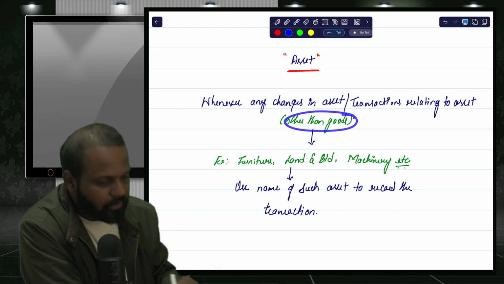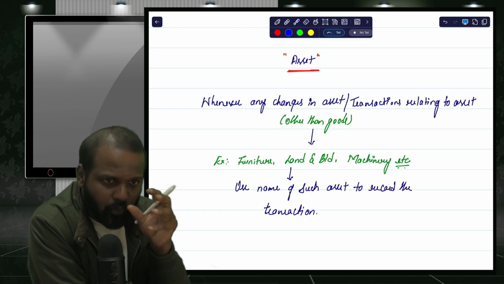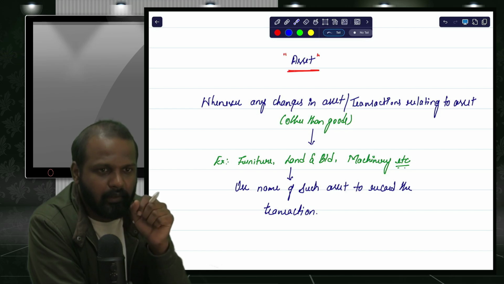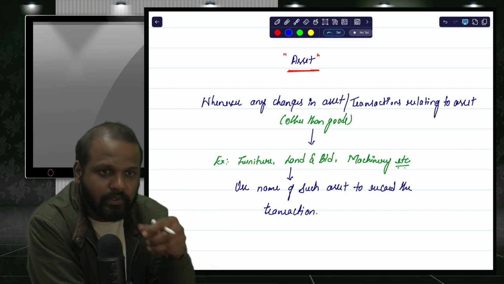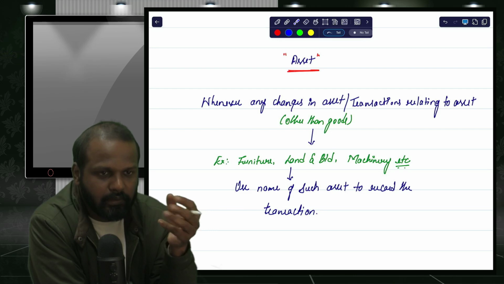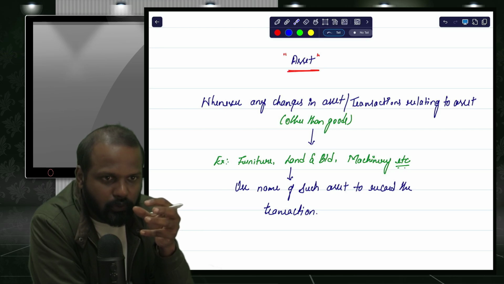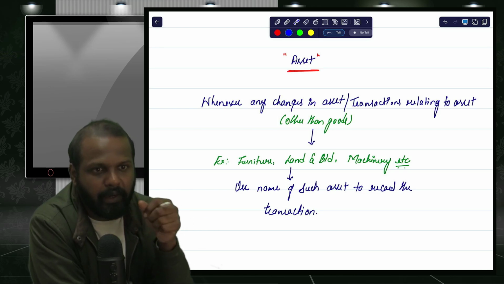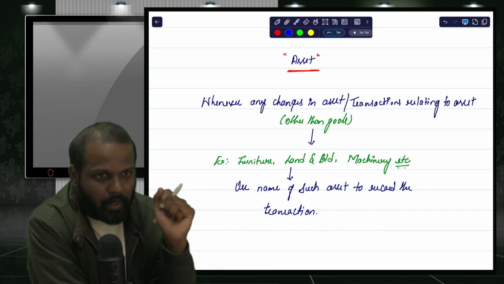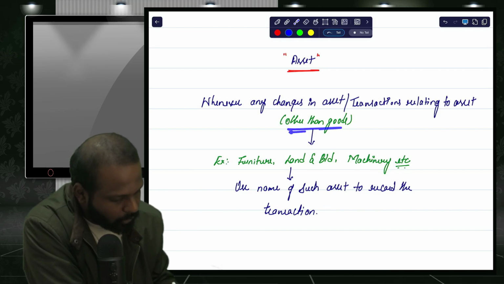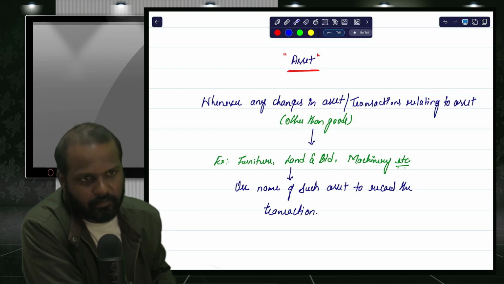Other than goods, actually goods is also a type of asset, because an asset will give benefit in future. Even goods will give benefit in future. If you sell the goods, you will get money. So whatever goods you are holding in your hand are still unexpired. In future, if you sell them, you will receive some benefit out of them. But I am not talking about goods. I am talking about assets other than goods.